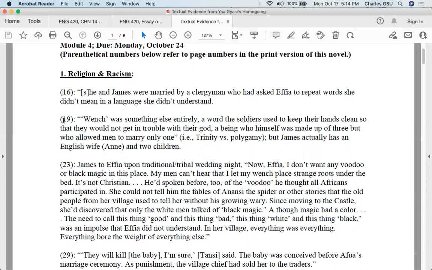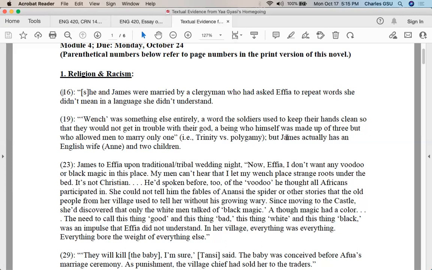A few pages later, a reference to Aphia, again married to James Collins, uses the word wench, which of course is a derogatory term for a woman. "Wench was something else entirely, a word the soldiers used to keep their hands clean so that they would not get in trouble with their God, a being who himself was made up of three, but who allowed men to marry only one." That is, the Trinity versus polygamy. Because in the novel, as many African tribes did, and some still do, you could have multiple wives as a male.